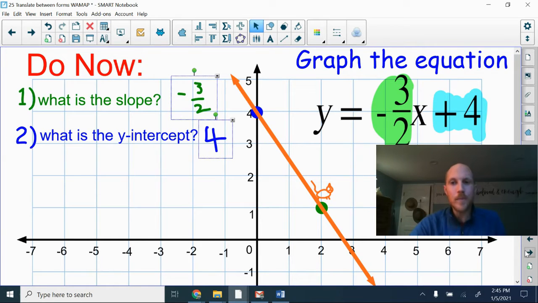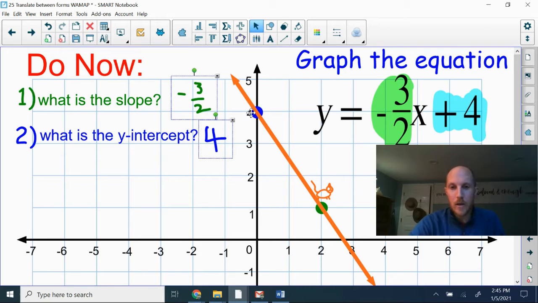Slope is going to be the green one. That is -3/2. The y-intercept is the blue one. That's the +4. And we can always recognize slope. It is the number touching the x. And even if the equation gets mixed up, it's still going to be the number that is attached to the x. So if we want to graph it, we're going to start from the y-intercept.